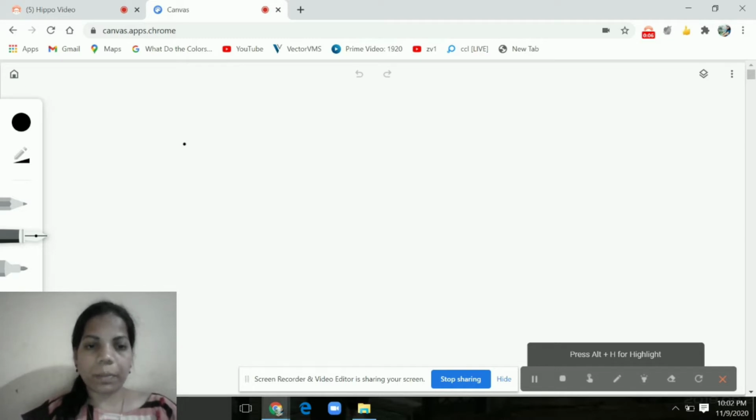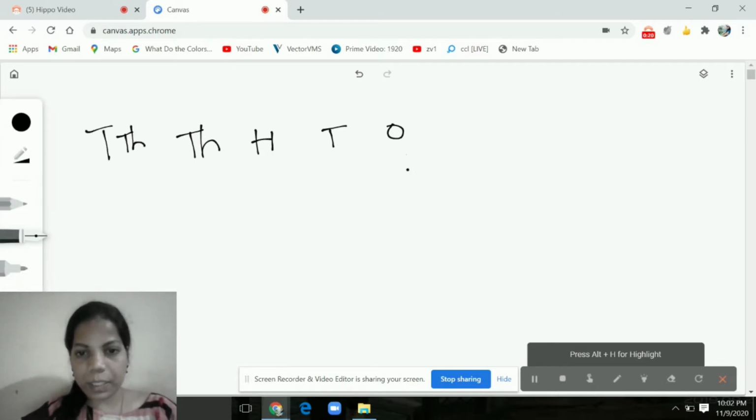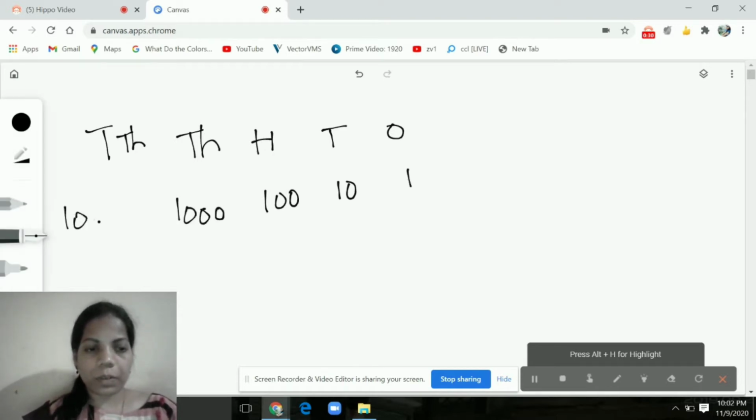So children, do you remember the Indian place value chart? Ones, tens, hundreds, thousands, 10,000s, lakhs, and so on, right? Ones means 1, tens means 10, hundreds means 100, thousands means 1,000, 10,000 means 10,000, right? If you observe here, if we move towards the left side, the number is getting 10 times bigger, right? Into 10. The number is getting 10 times bigger.